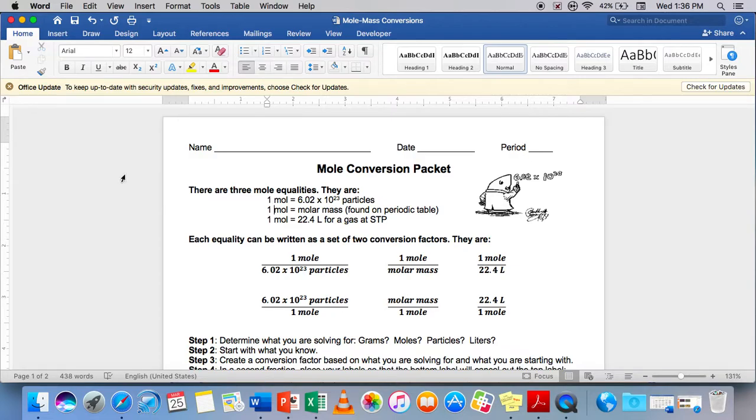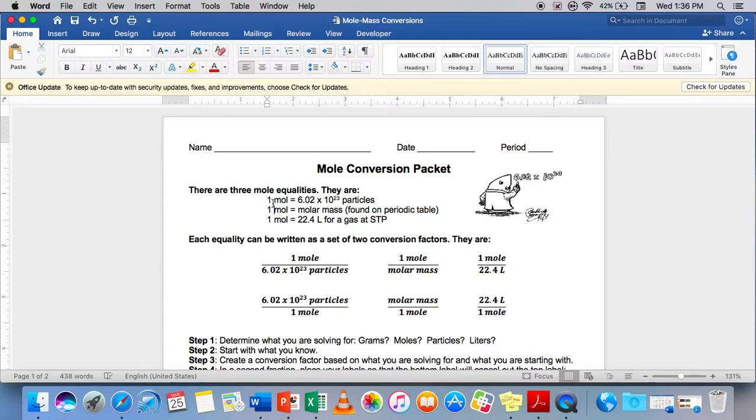So there are three mole equalities. They are 1 mole is equal to 6.02 times 10 to the 23rd particles. 1 mole is equal to the molar mass, which is found on the periodic table. And 1 mole is equal to 22.4 liters for a gas at STP. Okay, STP stands for standard temperature and pressure.